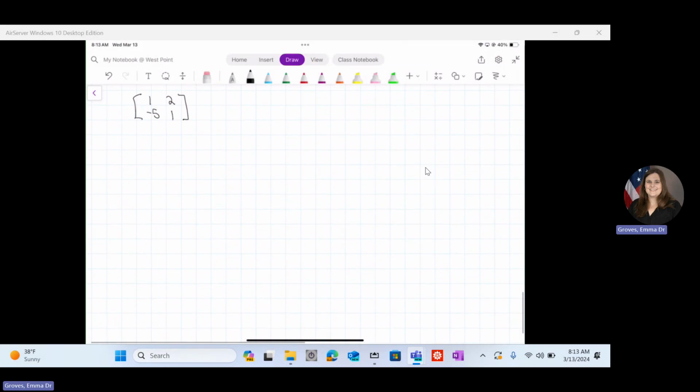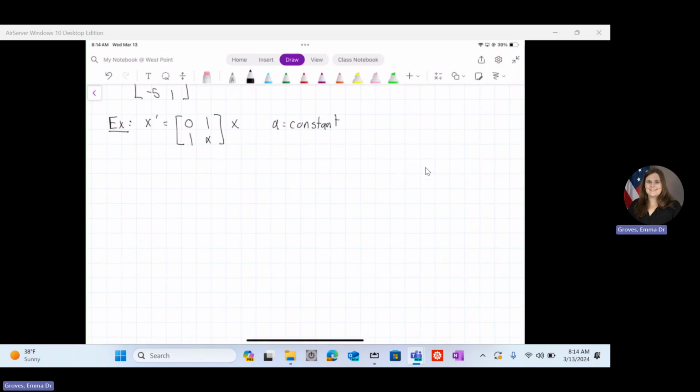So let's say we are looking at the example where we have the system x prime equals [[0, -1], [1, alpha]] x. So we have one unknown constant in this system, but alpha is still a constant, where alpha equals a constant. Depending on what alphas we use, we're going to get different eigenvalues, right?